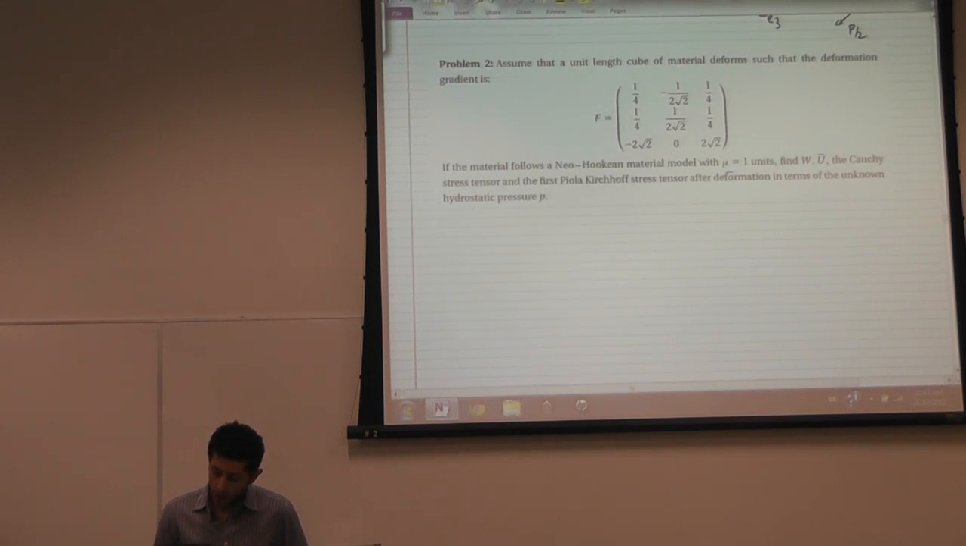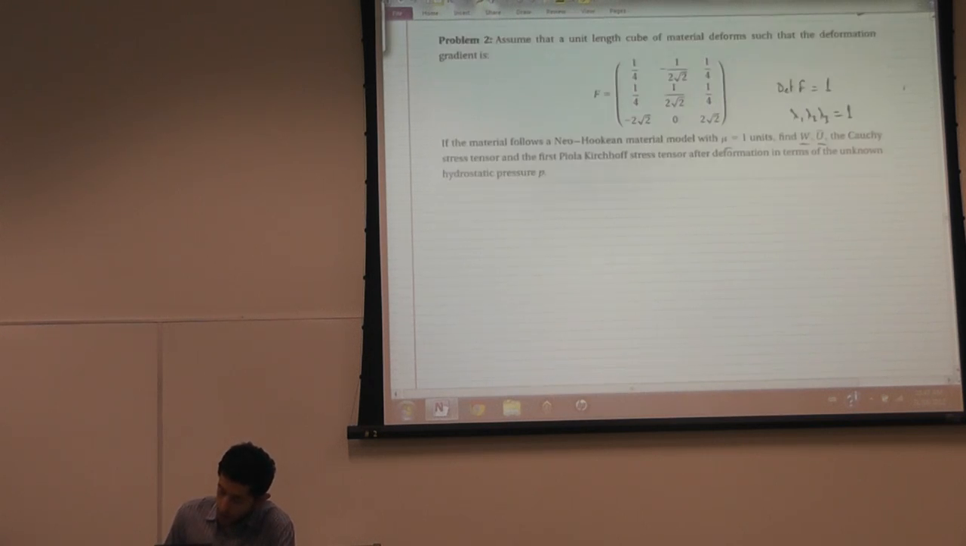a general form, and of course the determinant of F has to be equal to 1, because this is an incompressible material, so lambda 1 lambda 2 lambda 3 is equal to 1. Again, we need to find all these W, U, and everything. So the first thing we have to do is find the singular value decomposition of F.